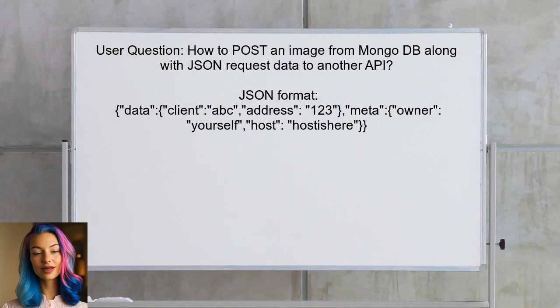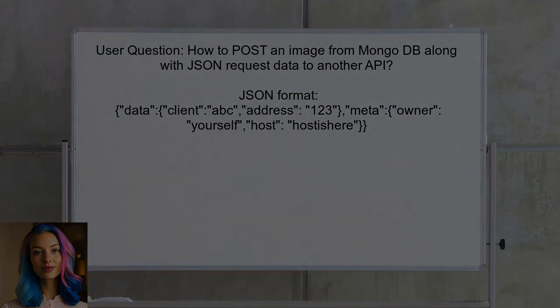Here's the specific situation we're addressing. One user asked how to post an image stored in MongoDB as binary data along with JSON request data to another API. They provided the JSON format they need to send, but they're stuck on how to combine the image stream with that data. Sound familiar?